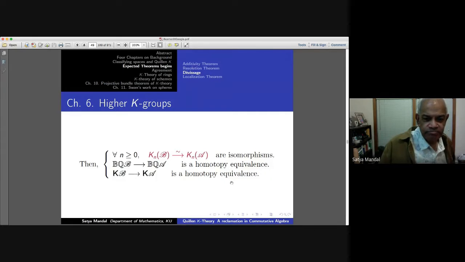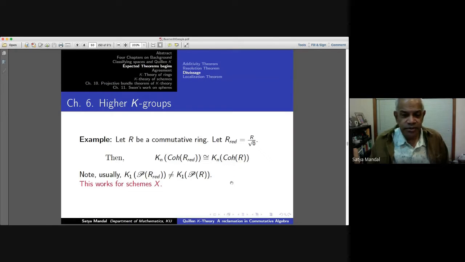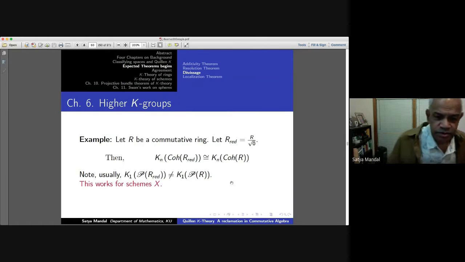So yeah, the middle line, second and third line will be homotopy equivalence. The first line is an isomorphism. I told you the expected theorem, and the example I have been talking about: R will be a commutative ring, then K-theory of R reduced is the K-theory of coherent modules of the corresponding categories. Yeah, finitely generated modules, it will work.